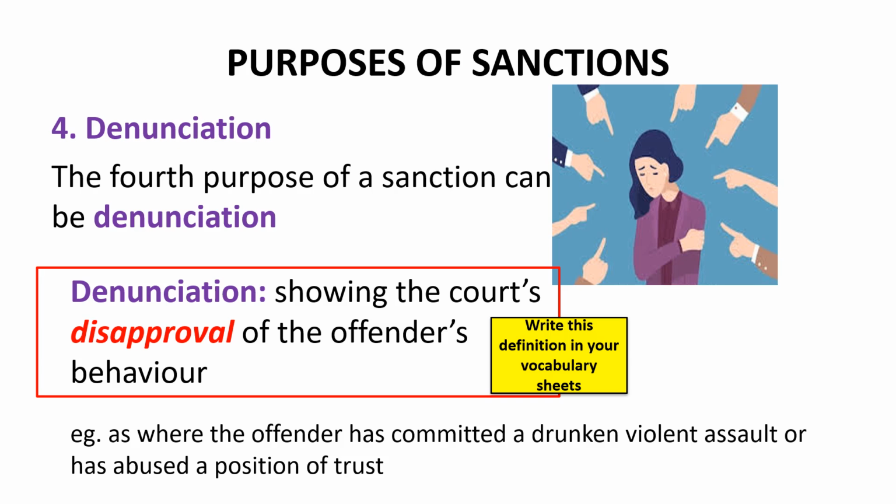Another situation where a court may want to achieve the purpose of denunciation is where the offender has abused a position of trust. Perhaps the offender works in a bank where they have access to money and they have embezzled, that is stolen, money from the bank's customers. In that case, the court may wish to show its disapproval of people who abuse their positions of trust by imposing a very severe sentence on the offender.